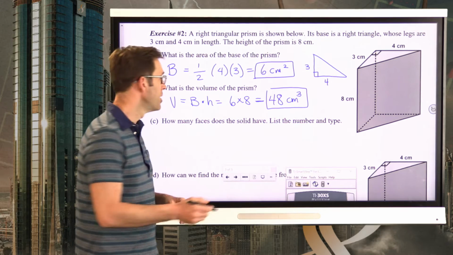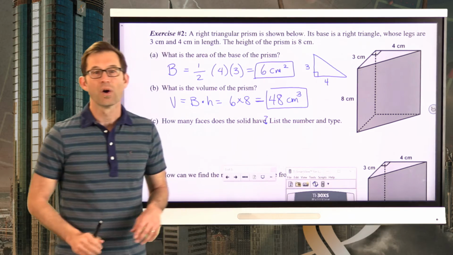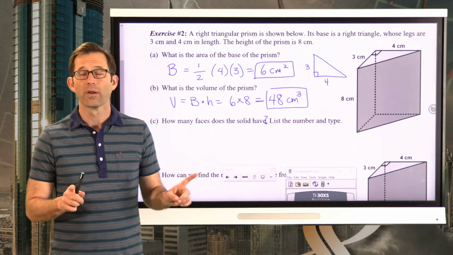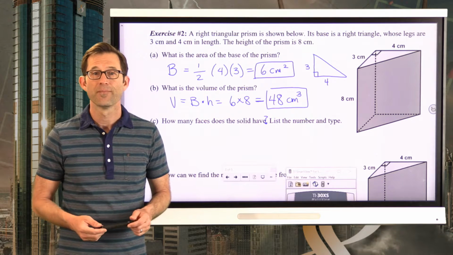All right, great. And maybe this should actually be a question mark instead of a period. So how many faces does the solid have? Why don't you go ahead and count them, list the number and the type. Pause the video now.